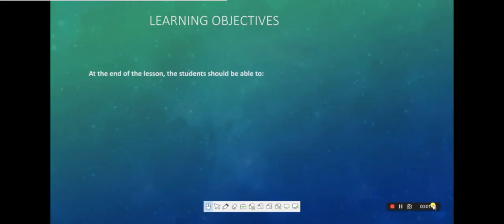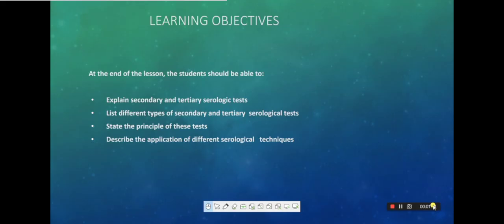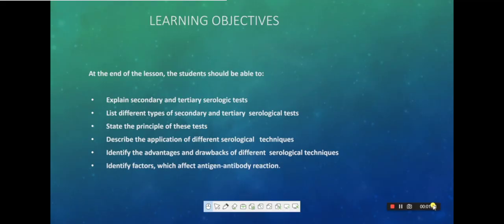In today's session, we are going to discuss secondary and tertiary serological tests. At the end of the session, you must be able to explain secondary and tertiary serological tests. You will be able to differentiate between different types of secondary and tertiary serological tests, state the principle of these tests and the applications of different serological techniques, and identify the advantages and drawbacks of different serological techniques and the factors which affect the antigen and antibody reaction.